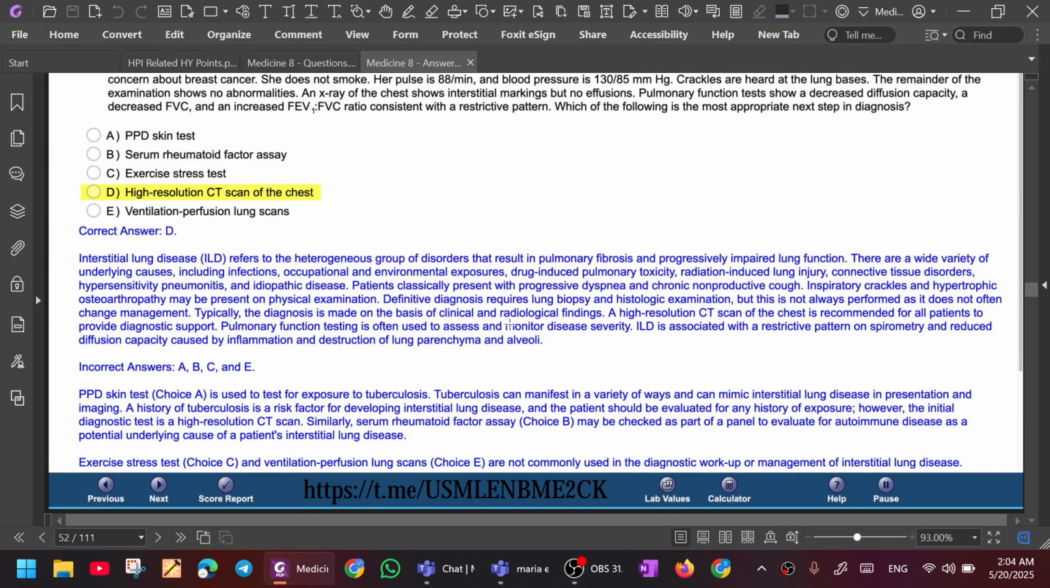It's not C because exercise stress and ventilation perfusion lung scans are not commonly used in diagnostic workup or management of ILD. Exercise stress tests can be used to evaluate for coronary artery disease, while ventilation perfusion lung scans are commonly used to evaluate for PE in patients unable to tolerate CT scan. Okay, next.